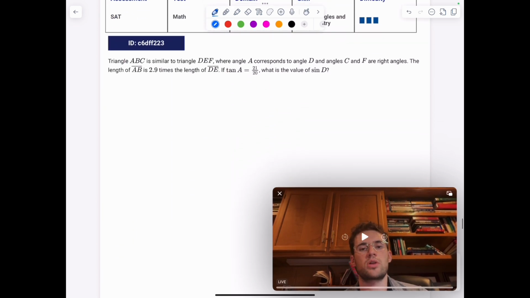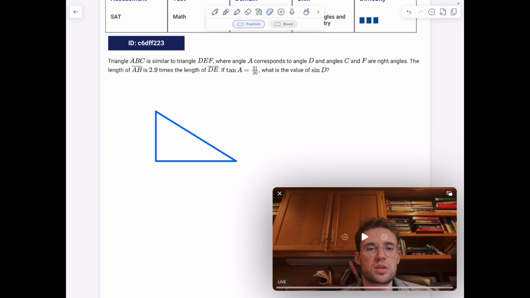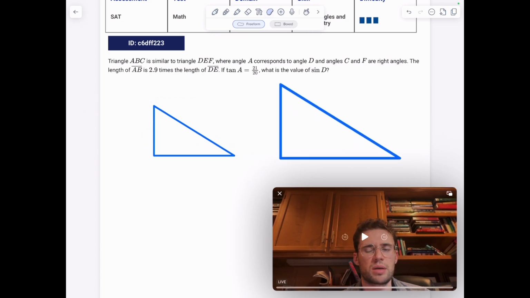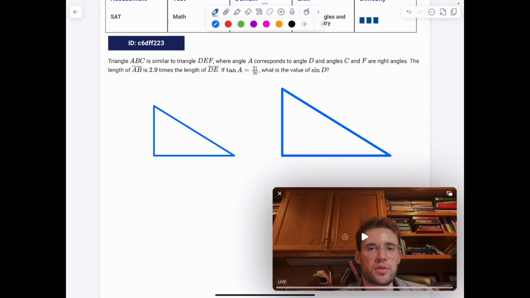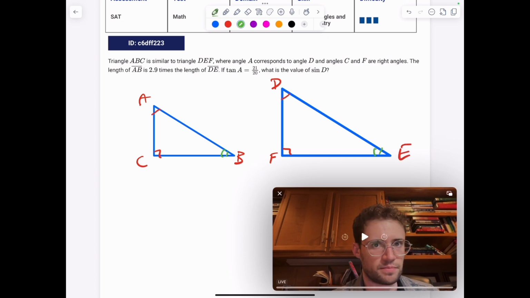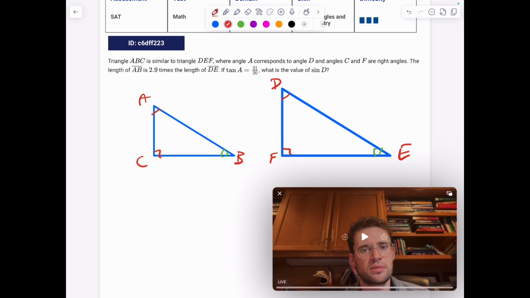Triangle ABC is similar to triangle DEF, where A corresponds to D, and angles C and F are right angles. Okay, let's draw two similar triangles. So I will copy this one and paste it over here, and maybe make it bigger. I don't know if it's bigger or smaller yet, but we've got C and F are the right angles. And they said A corresponds to D, right? Those are both written first. And then B must correspond to E.